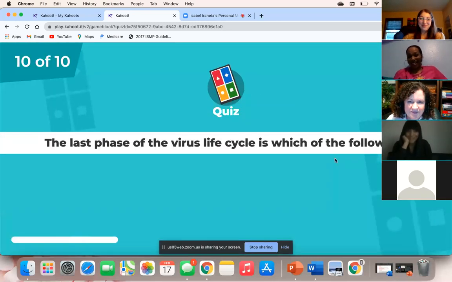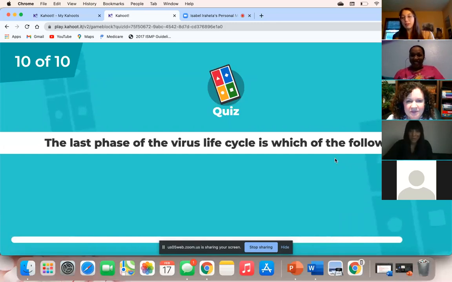The last phase of the virus life cycle is which of the following?